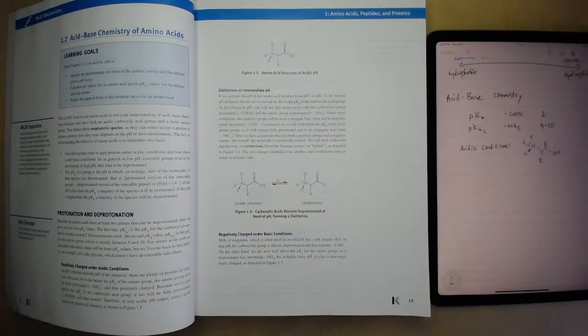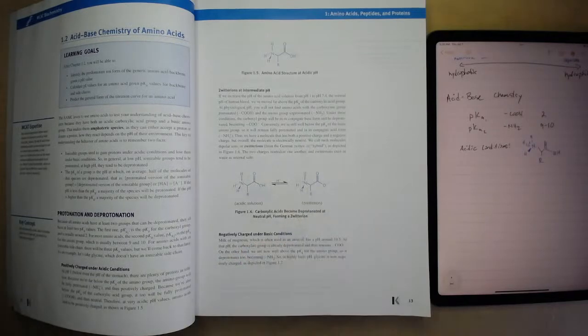Thus, we have a molecule that has both a positive charge and a negative charge, but overall the molecule is electrically neutral. We call such molecules dipolar ions or zwitterions, from the German zwitter, or hybrid. As depicted in figure 1.6, the two charges neutralize one another, and zwitterions exist in water as internal salts. Internal salts, great.